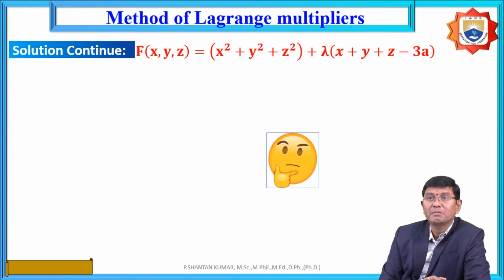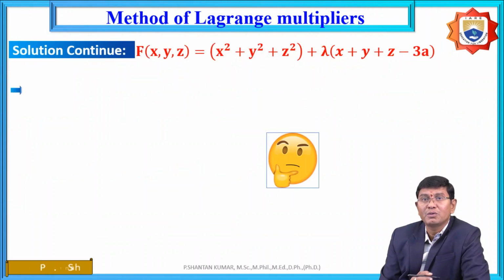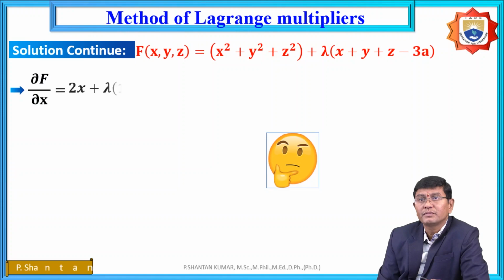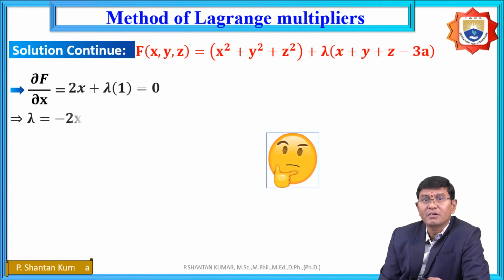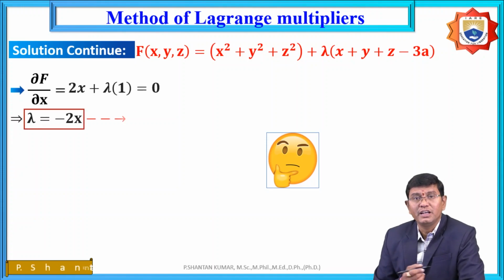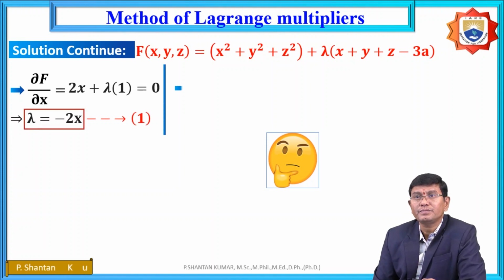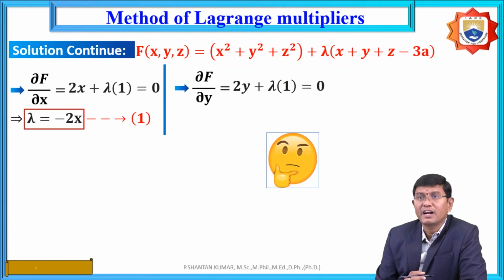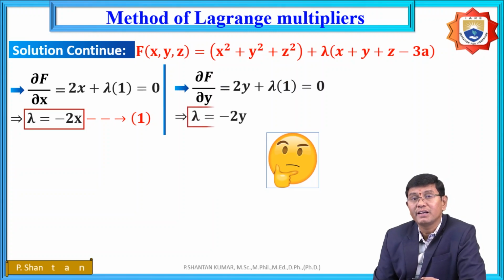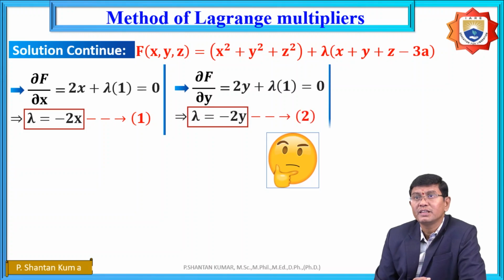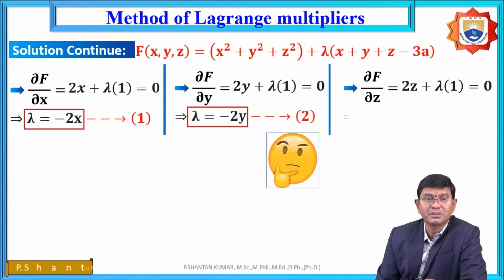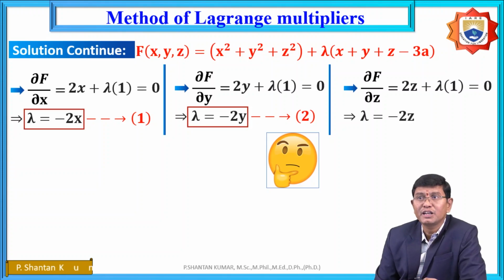Here, first of all, from the equation φ, we need to find fx. From this, fx = 0 gives 2x + λ = 0, so λ = -2x. Then fy = 0 gives 2y + λ = 0, so λ = -2y. And again fz gives 2z + λ = 0, therefore λ = -2z. And these are the three equations.